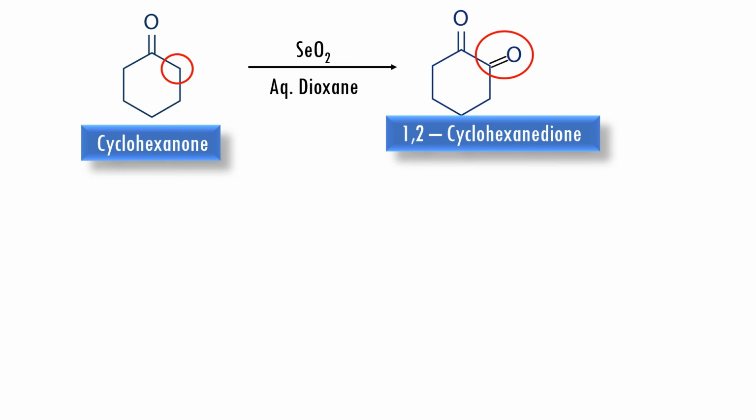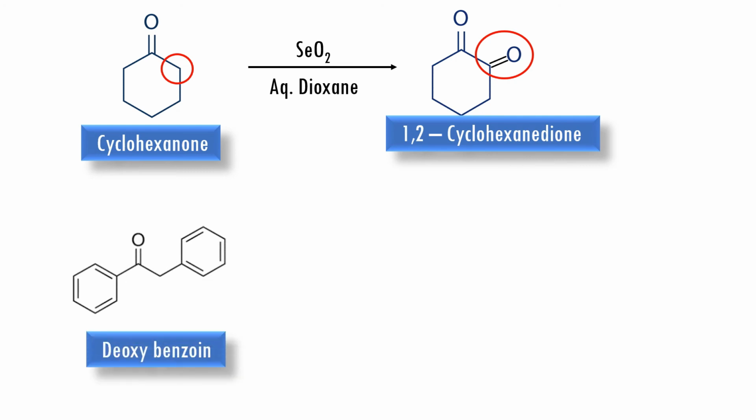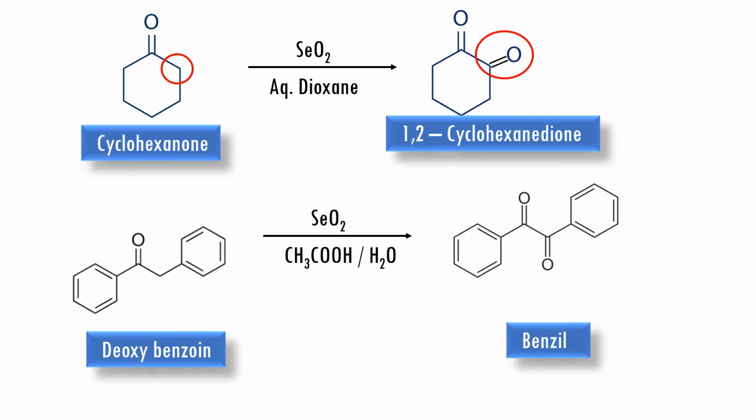In the third example, when deoxybenzoin is oxidized in the presence of SeO2 in acetic acid and water, it is converted into benzil. In this example also, the alpha carbon of the carbonyl group is converted into a ketone group.